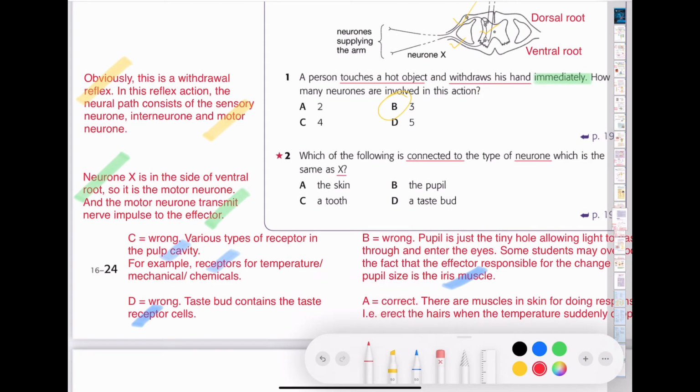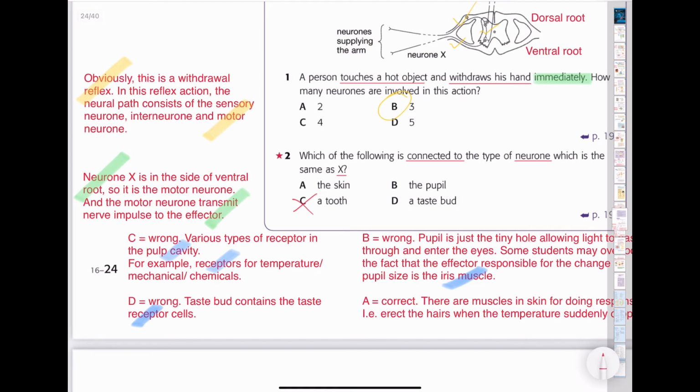So I would like to talk about options C and D first. Option C is wrong, because the tooth actually should contain the receptor rather than effector, because in the pulp cavity, we learned it before, there are different types of receptor, maybe for temperature, maybe for mechanical stimuli, that means touching, or some chemicals. So that's why it's not the effector. So option C is wrong. And then for option D, the taste bud. Taste bud contains a lot of taste receptor cells, so that's why it's not an effector at all.